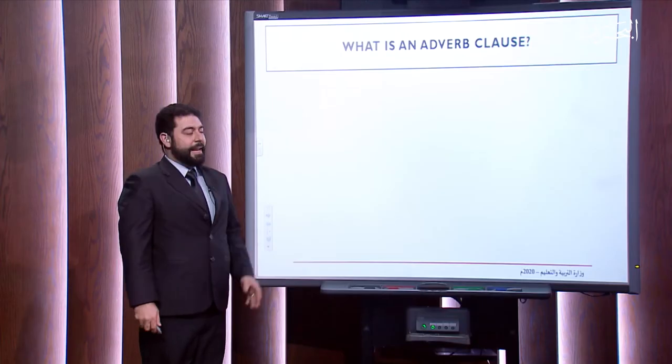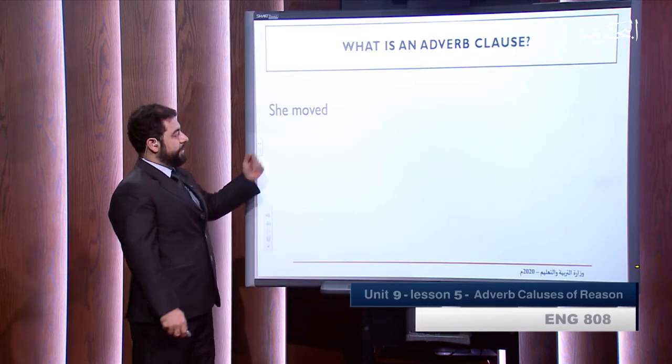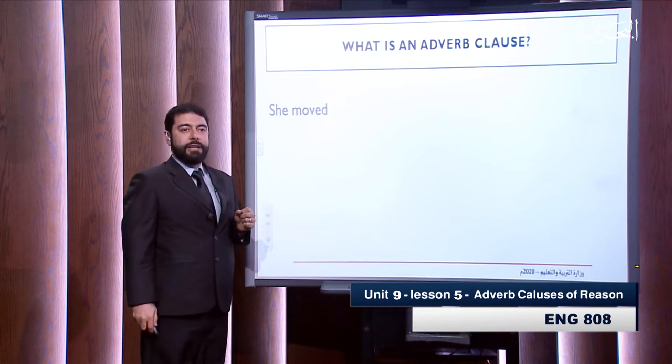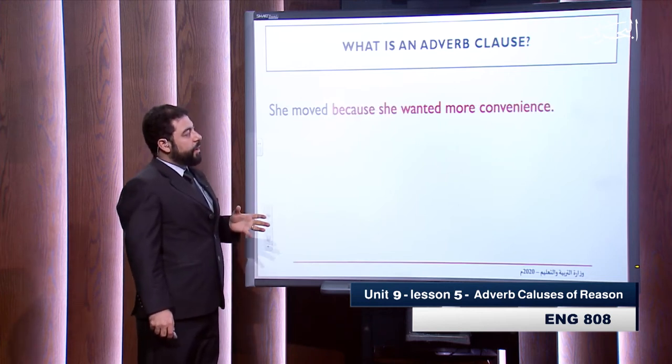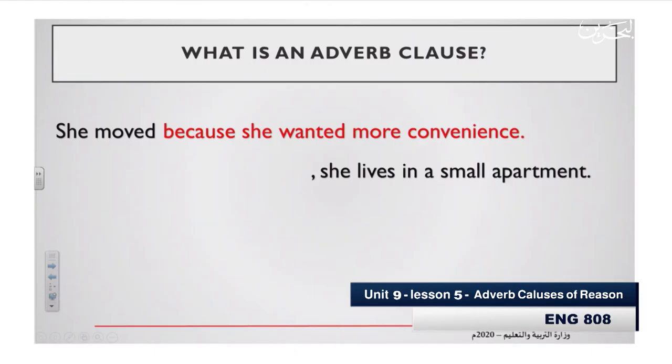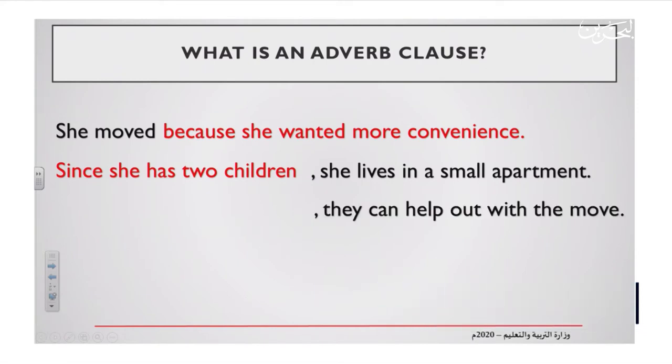So, what is an adverb clause? Let's check that with a sentence. She moved. Now, I need to use the adverb clause of reason. I add this, because she wanted more convenience. Now, let's take a look at another example. You have a gap, then a comma. She lives in a small apartment. I need to use the adverb clause of reason. I say, since she has two children. Another example, comma, they can help out with the move. Now, I need to use the adverb clause of reason. Now that her sons are older.